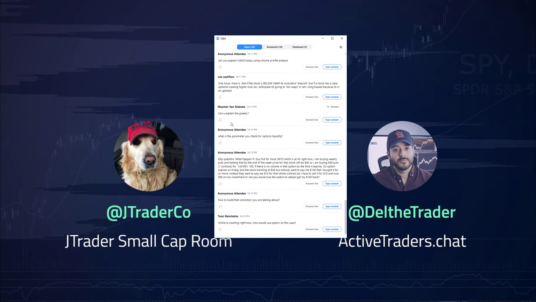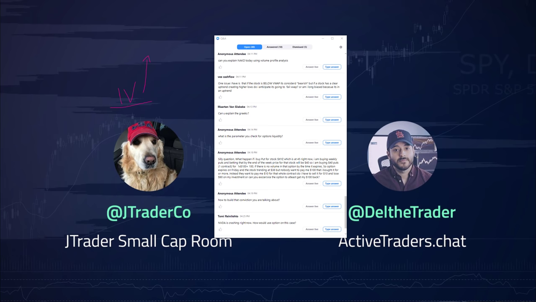What are the parameters you check for options liquidity? Just go see the volume traded for the option that morning or the prior day. If you work with weekly options, go see the strike you're interested in and look at today and the day before, what the volume traded was. I'd also look at implied volatility. You want the IV on the day to be high.